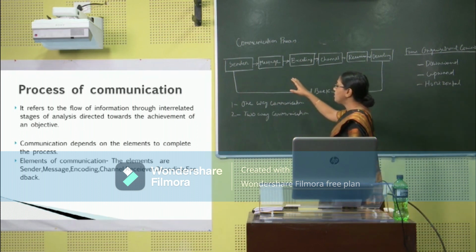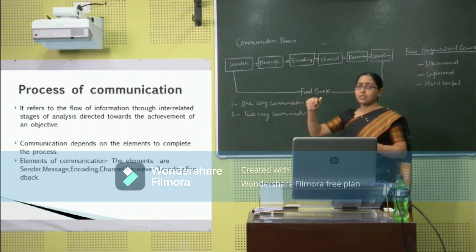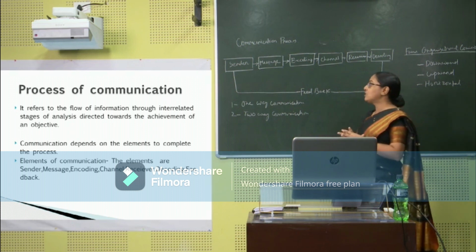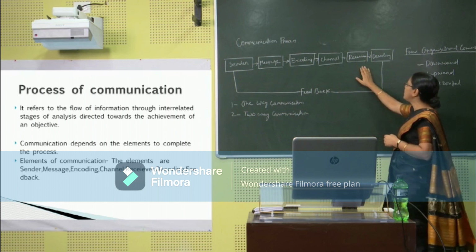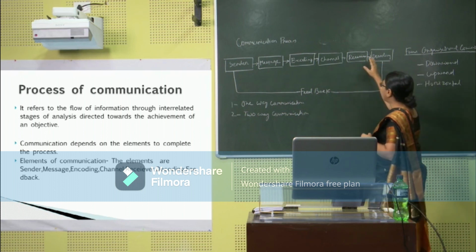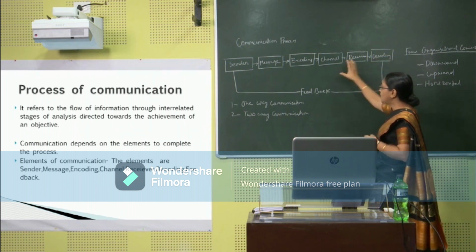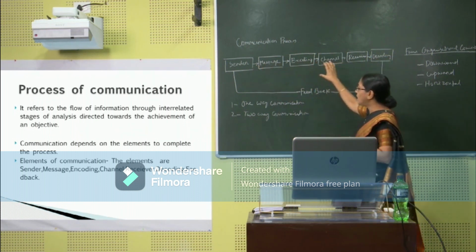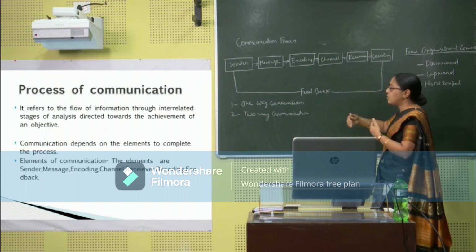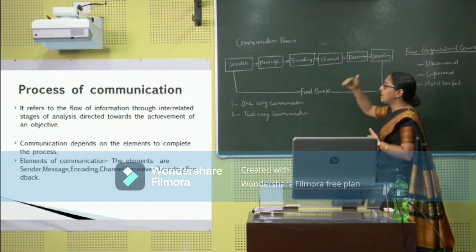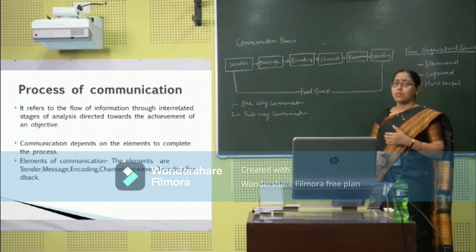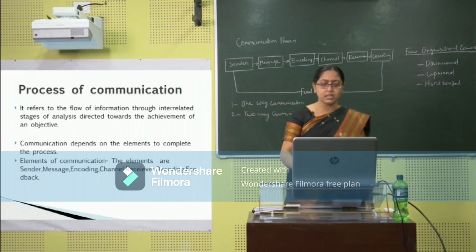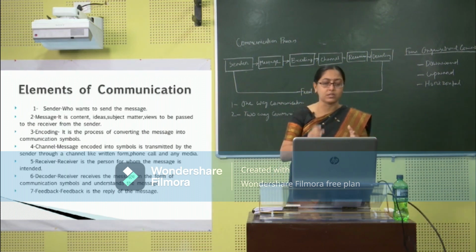For smooth communication, there are certain elements which have to be used in the communication process. Those elements are sender, message, encoding, channel, receiver and decoding. When each of these elements is connected in such a way, only then can the message be transferred from the sender to the receiver. So how do these elements work, and what is their role?